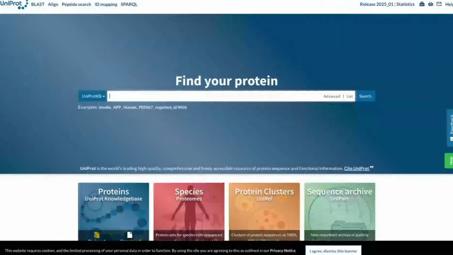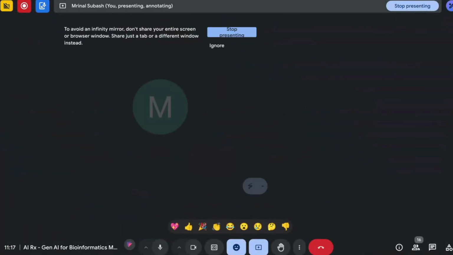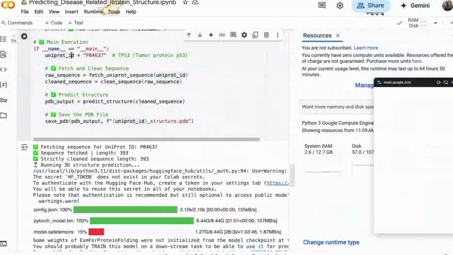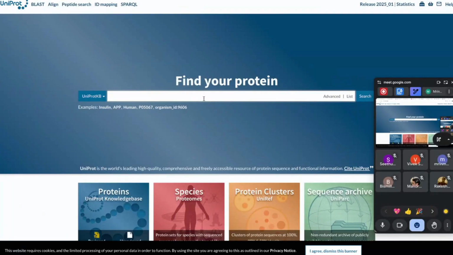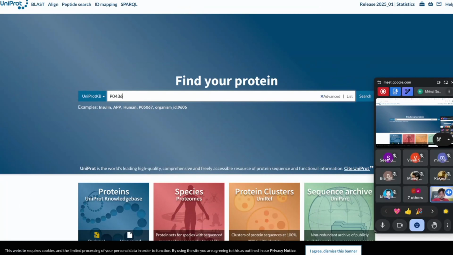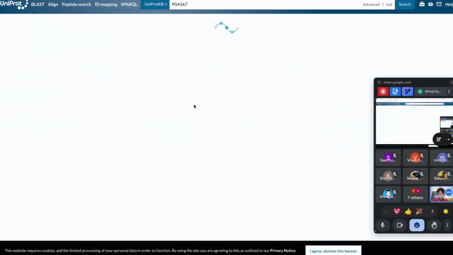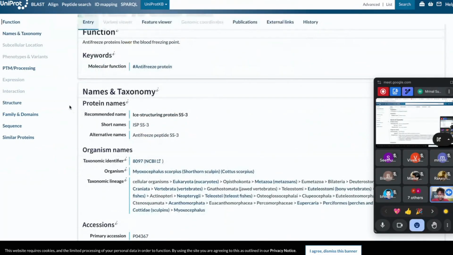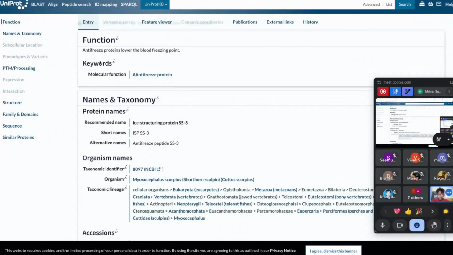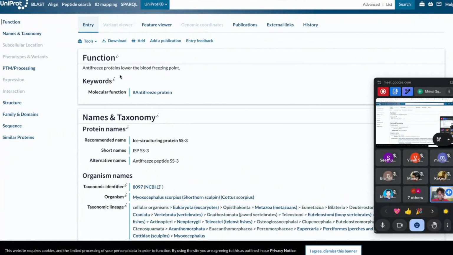So say I'm typing the same thing on UniProt and searching for that particular protein, P0436, right? P0436 7, I think 7 is also there, right? Yeah. So yes, this is the protein sequence, and it is an antifreeze protein that lowers the blood freezing point.